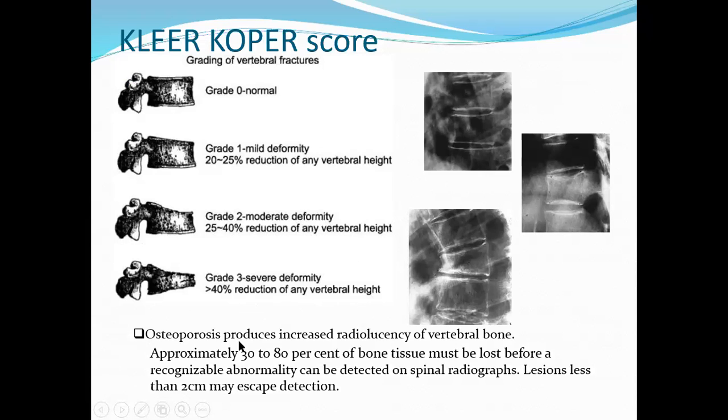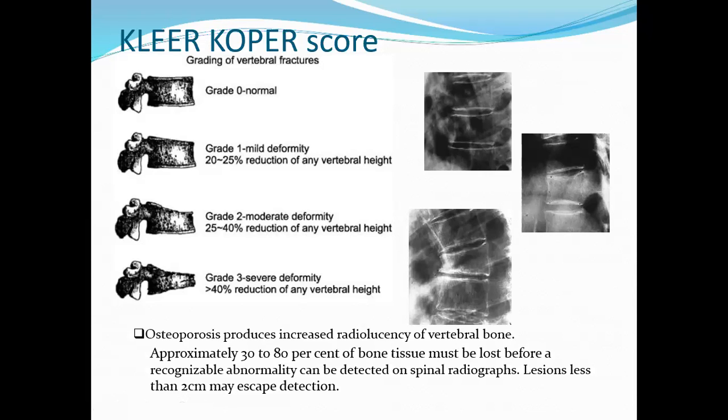Osteoporosis produces increased radiolucency of the vertebral bone. Approximately 30-80% of the bone tissue must be lost before a recognizable abnormality, meaning before this it should be recognized.